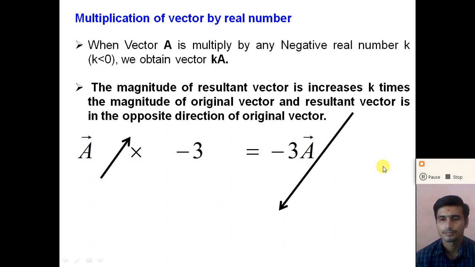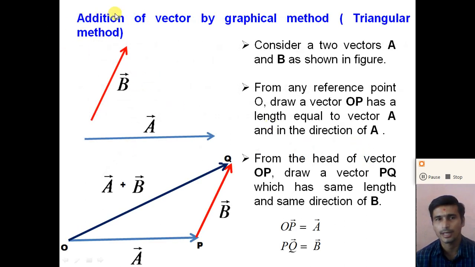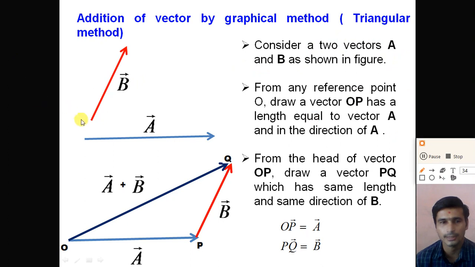So now we will understand the addition of two vectors, the addition of vectors by a graphical method. This method is also known as the triangular method for the addition of two vectors. For that, consider two vectors, vector A and vector B, as shown in the figure. Here consider the vector A is in the direction of the positive x-axis. So consider these two vectors, vector A and vector B. You have to write it like this, right? Vector A and vector B, right?